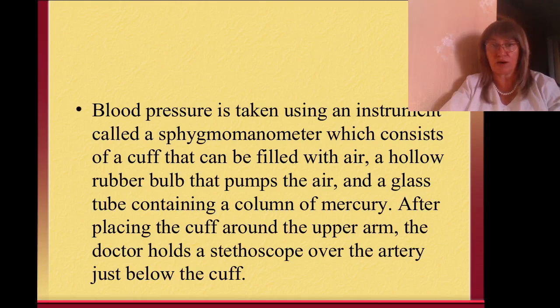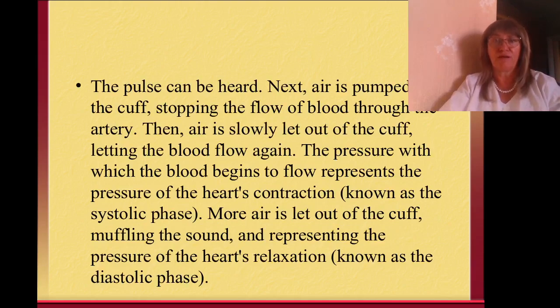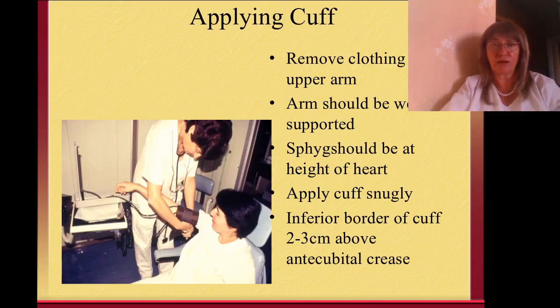After placing the cuff around the upper arm, the doctor holds a stethoscope over the artery just below the cuff. The pulse can be heard. Next, air is pumped into the cuff, stopping the flow of blood through the artery. Then air is slowly let out of the cuff, letting the blood flow again. The pressure at which the blood begins to flow represents the pressure of the heart's contraction, the systolic phase. Now more air is let out of the cuff, muffling the sound and representing the pressure of the heart's relaxation.